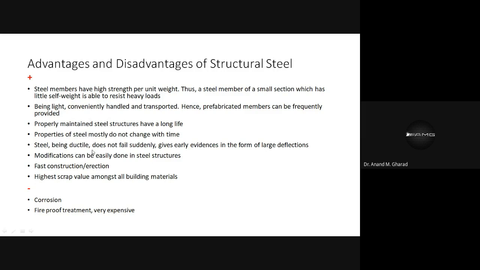Steel being ductile doesn't fail suddenly, and gives early evidence in the form of large deflections. The thing which we saw, the neck formation, isn't it? So actually it gave some signal. It didn't break all of a sudden. That is the property of steel: being ductile, it will give some initial warning and won't collapse suddenly. Modifications can be easily done in steel structures.